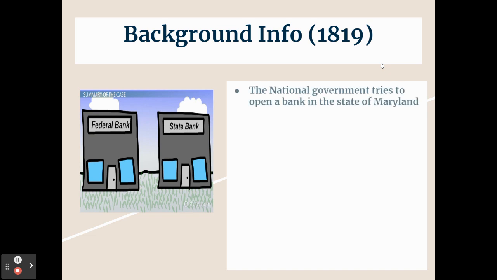So, the background information on this case is that the national government is trying to open up a bank within the state of Maryland. This would be a bank that would actually be run by the federal government. So it'd be a little bit more sophisticated than the bank that you might be thinking about, right? That is like your local bank that you deposit money in and things like that. But it is a bank that at the end of the day would be run by the federal government.